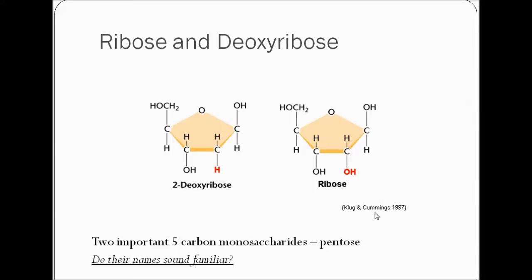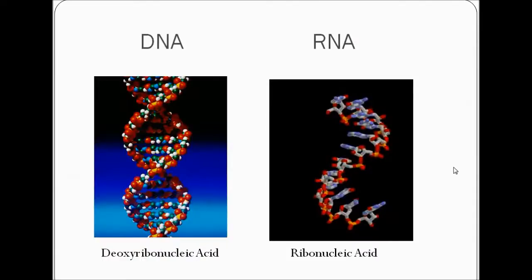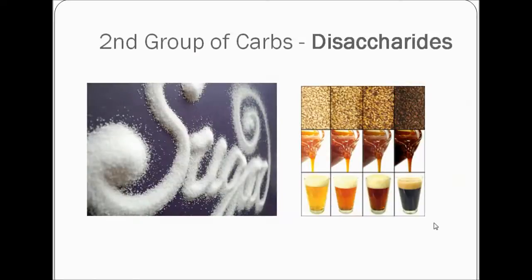There are 2 important pentoses, 5-carbon monosaccharides, deoxyribose and ribose. Do those sound familiar? DNA is deoxyribonucleic acid. RNA is ribonucleic acid. So those are the sugars that are used in DNA and RNA. We'll be talking about those in a minute.